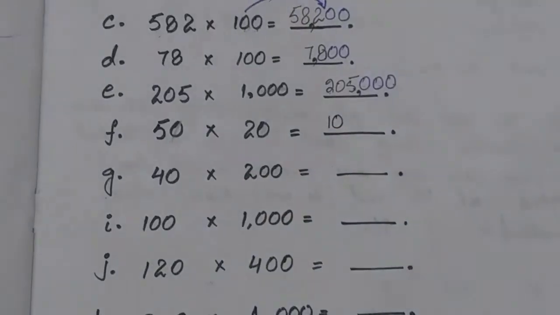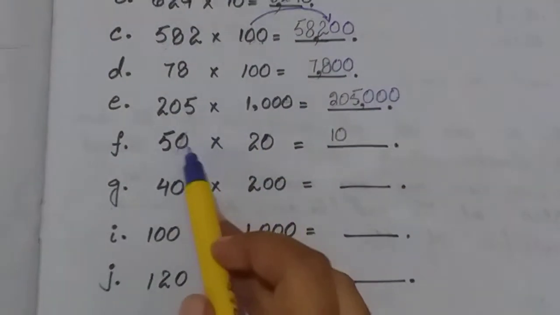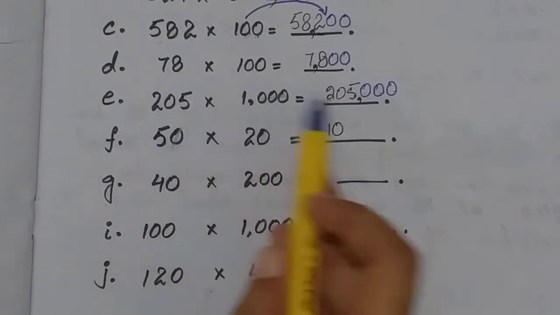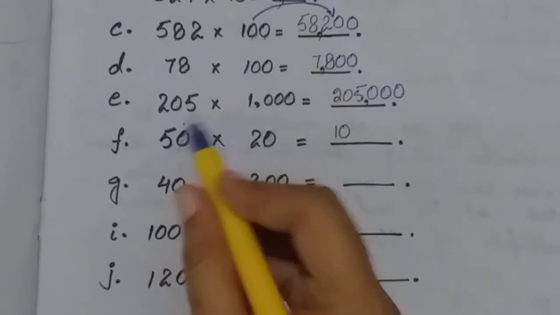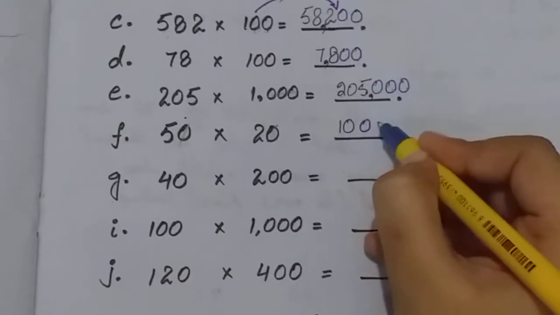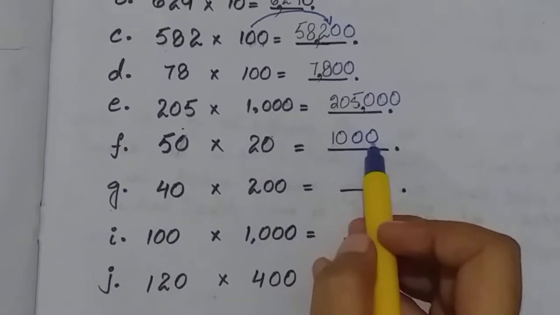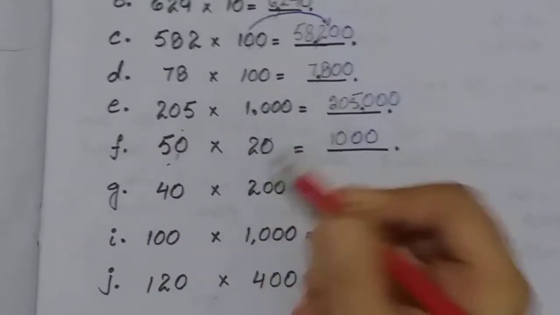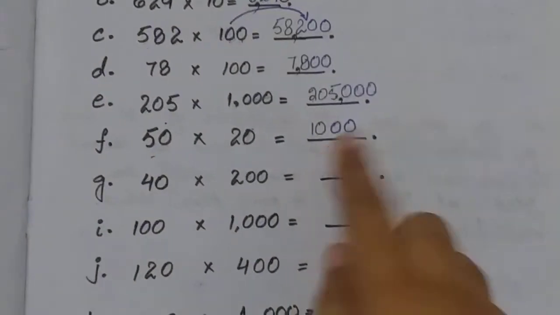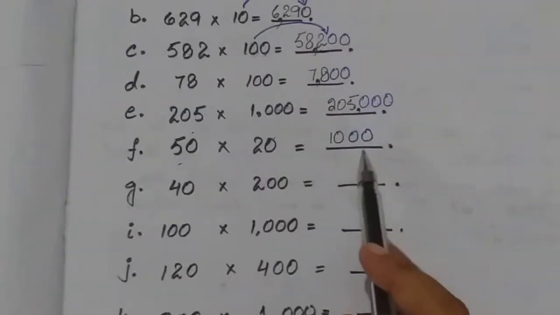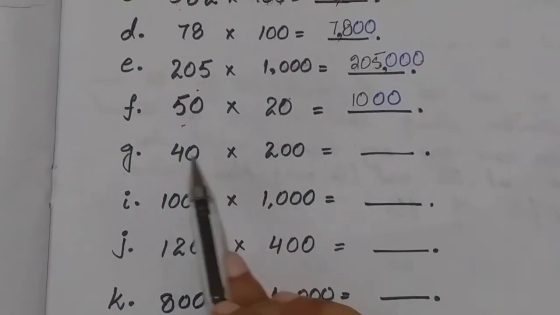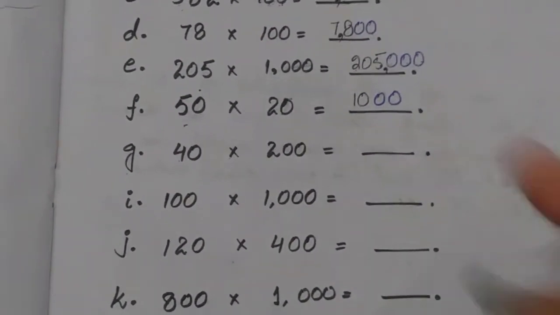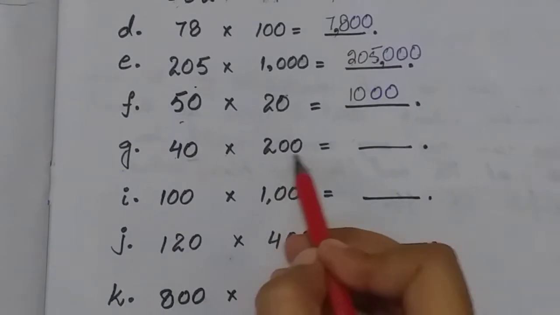After multiplying these numbers, what we will do? We will place these two zeros at the last. So 1 and 2. Two zeros will be placed at last. So our answer is 1000. So we can say 50 multiplied by 20 is equal to 1000. Again, let's move to the other example. In this example, we are given 40 multiplied by 200. Similarly, we will ignore this 0 and these two zeros.